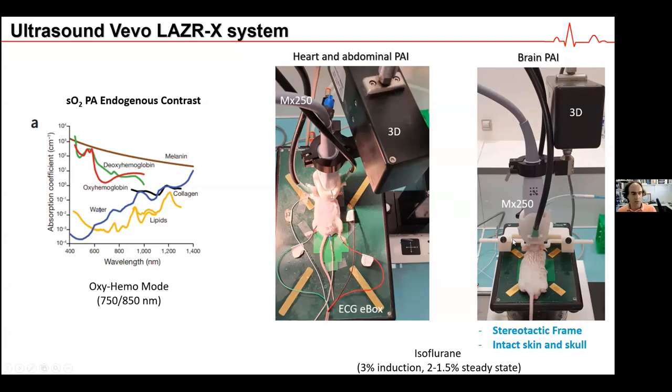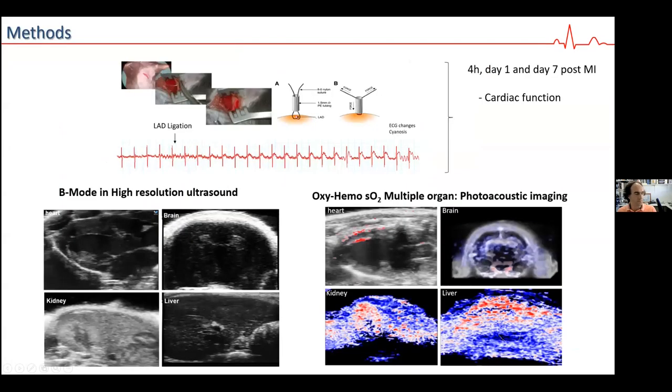What is important is that we can get images with intact skin and intact skull. And we use isoflurane anesthesia, the same as for high resolution ultrasound. So using this possibility, we have multiple organ oxygen saturation in heart, brain, kidney, and liver, which takes nearly 10 to 15 minutes to get all of that in one mouse.